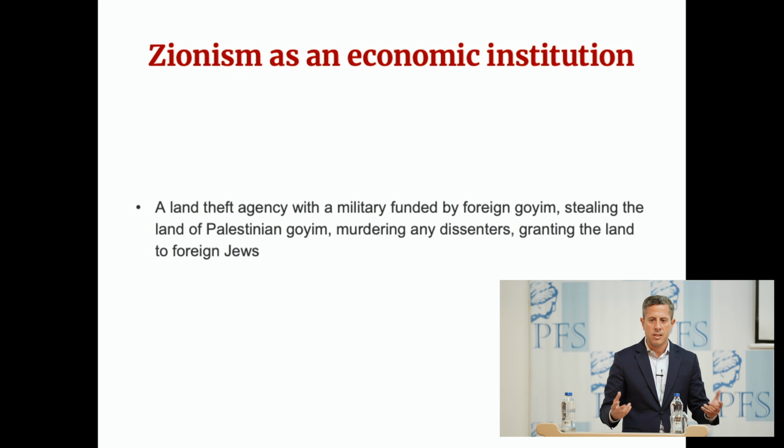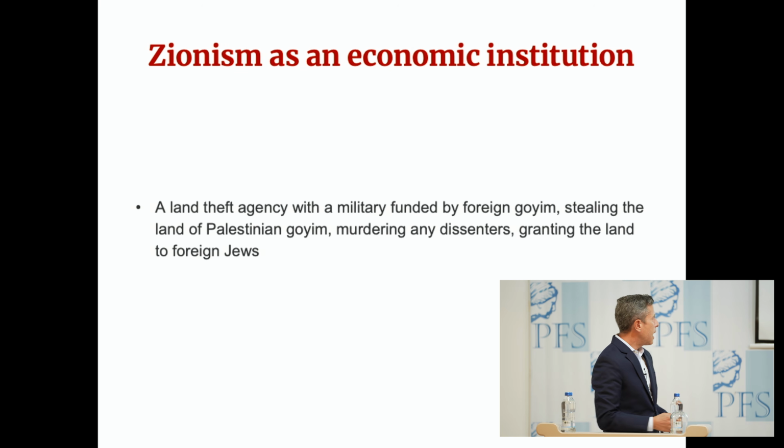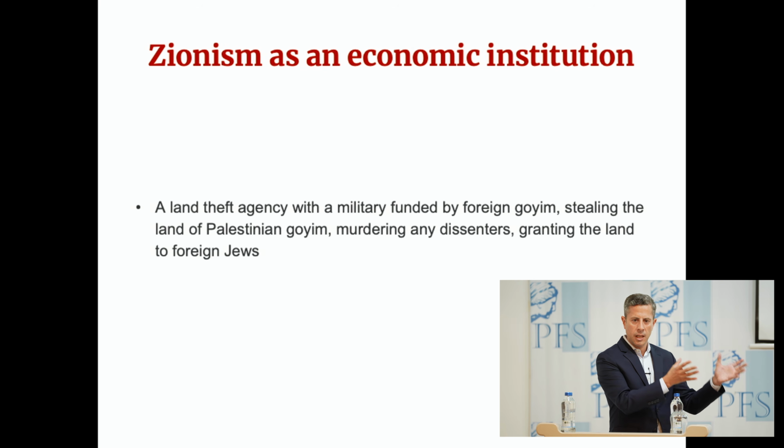And if anybody dissents, anybody objects, they get murdered. And that land is then granted to people from all over the world who claim to be Jewish. So if you've lived on that land for hundreds of years, for thousands of years, if you have property deeds on that land, but you're not Jewish, your property right doesn't count, and the military is there to take your land, and if you resist, they kill you.